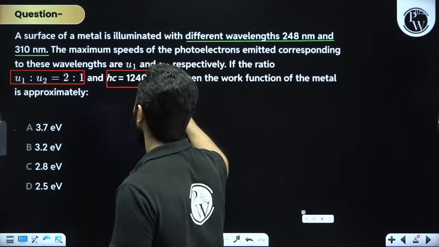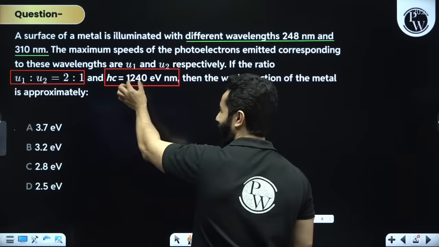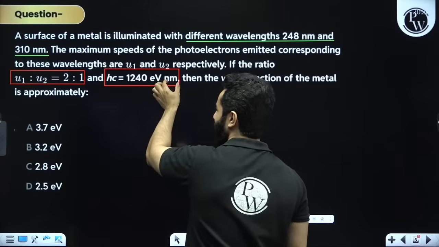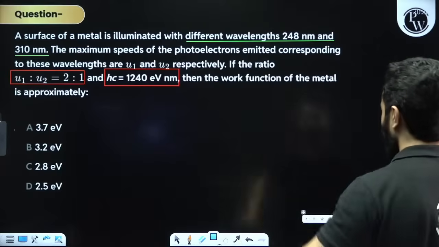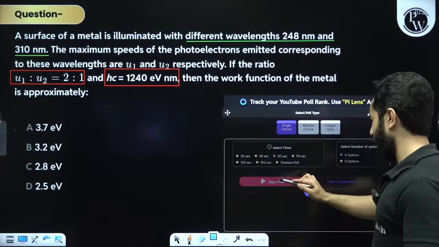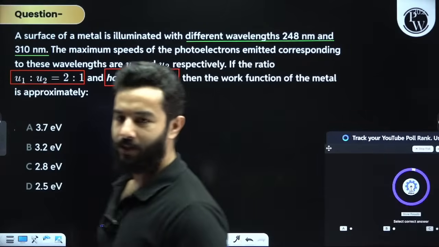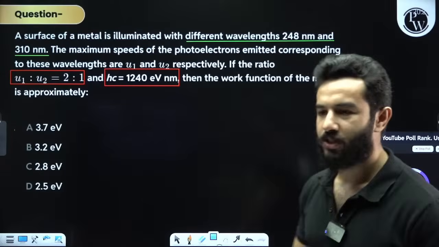Even if they are not going to give you this, we are always going to use 12400 if we write in angstrom, and if 1240, then nanometer. Work function. We need to find out the work function. Time starts. Come on. Be quick, my dear friends. Let's start.